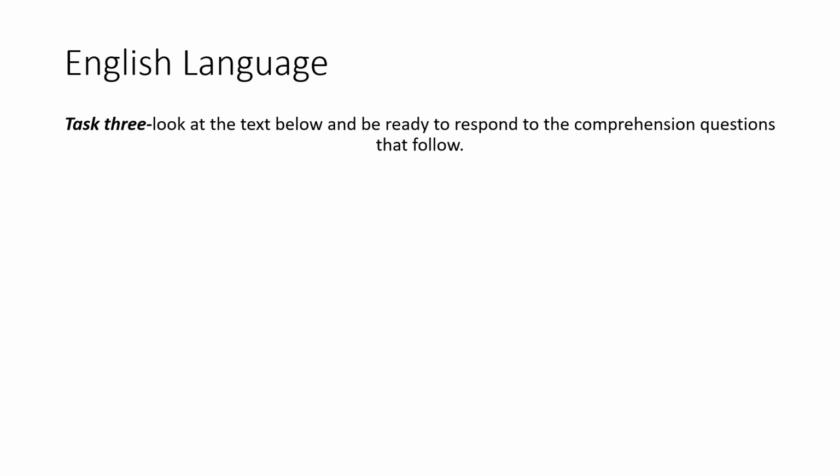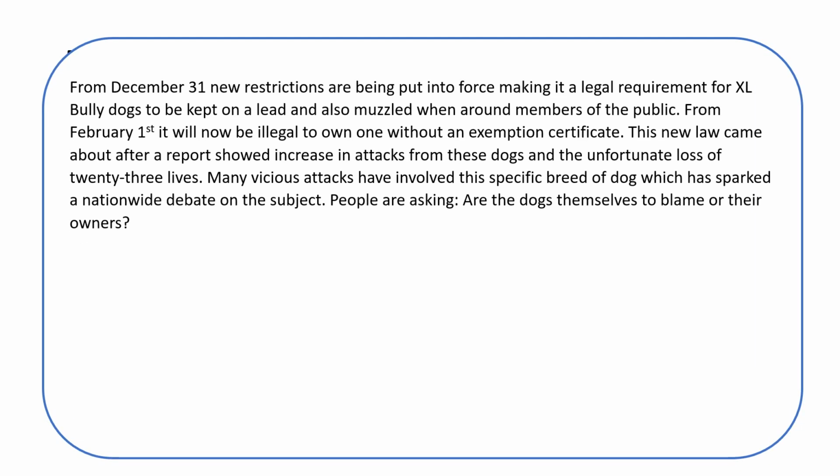Task 3. Look at the text below and be ready to respond to comprehension questions that follow. Here we have our full text. It's the same thing that would be available on the A3 sheet if you want to access it via the link down below. It says, from December the 31st, new restrictions are being put into force, making it a legal requirement for XL Bulldogs to be kept on a lead and also muzzled when around members of the public. From February 1st, it will now be illegal to own one without an exemption certificate.